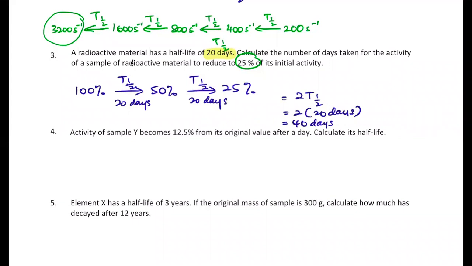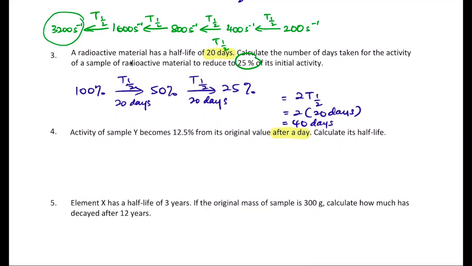Okay, now number 4. Activity of sample Y becomes 12.5% of its original value after a day. Calculate its half-life. After a day. So the clue here is after a day. One day has 24 hours. Okay, Vijay says 8 hours. What about the rest? Do you agree? The answer is 8 hours. Sean says 8 hours. Ellen also says the same.